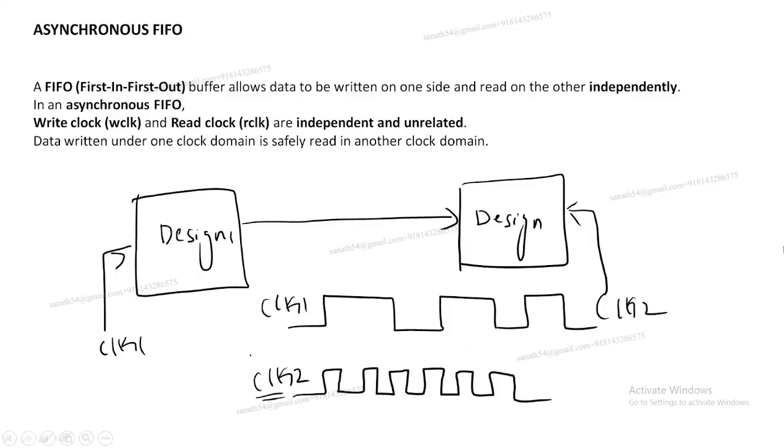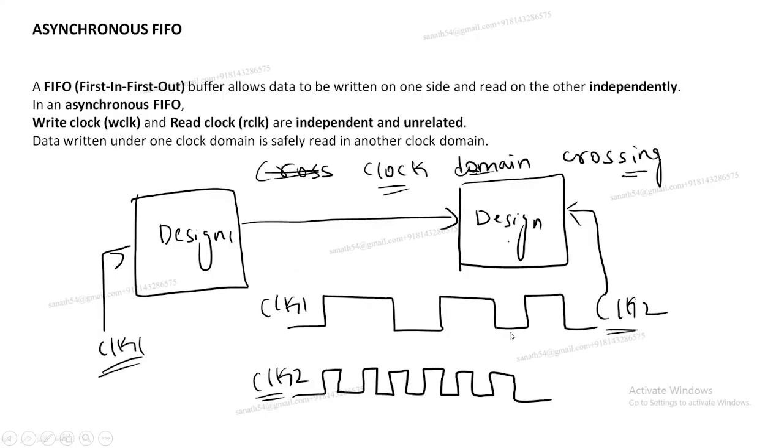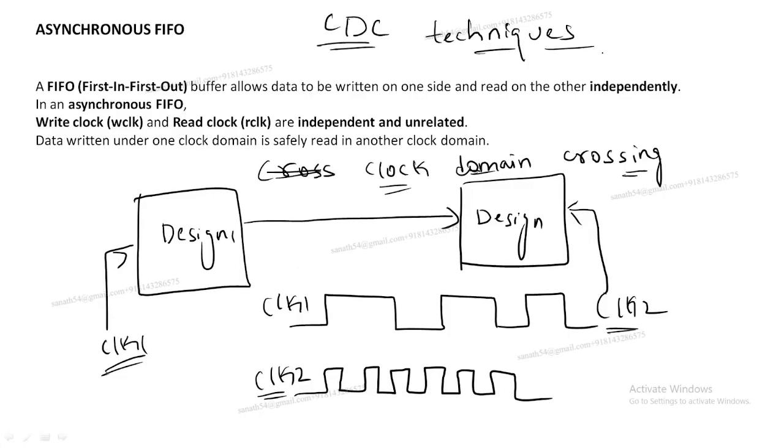Asynchronous means, suppose one clock has a high frequency and the other has a low frequency. Clock 1 has the low frequency and clock 2 has the high frequency. Different designs operate on different clocks. You have a write clock and a read clock, and those two clocks are independent of each other. That is nothing but clock domains. Two clocks operate independently, and that is what we call clock domain crossing, CDC. There are some CDC techniques that we need to learn.